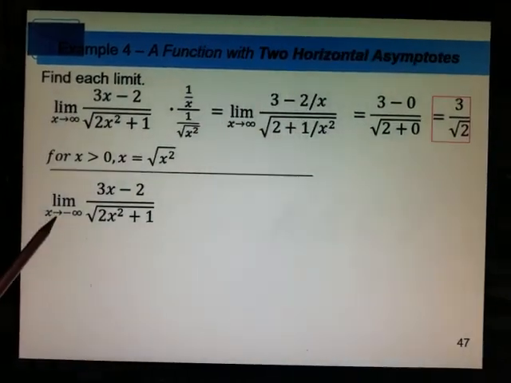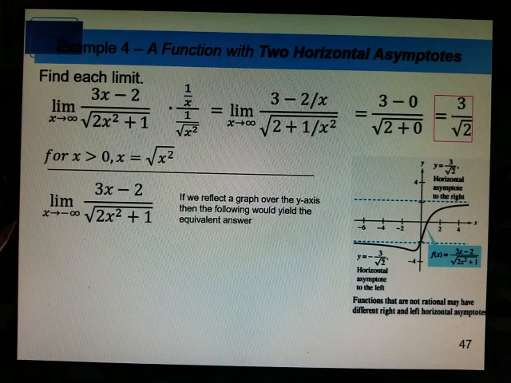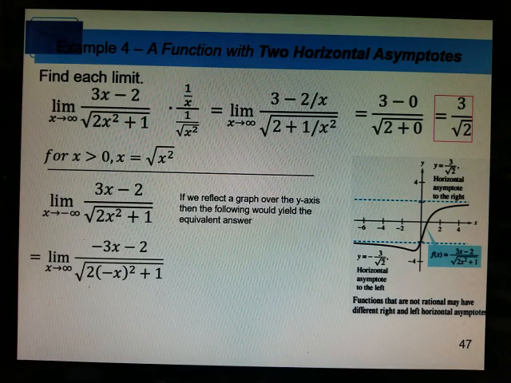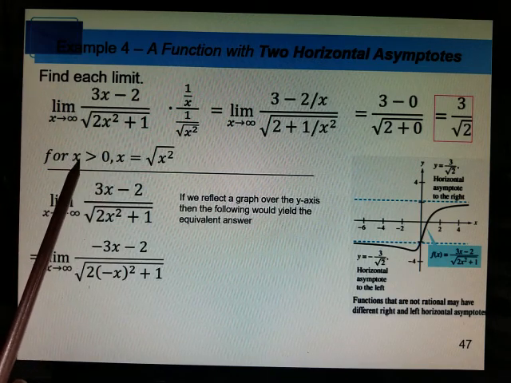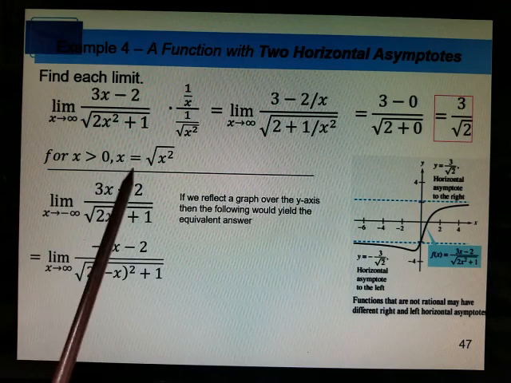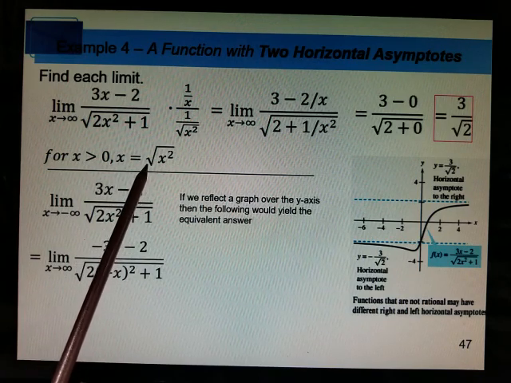Now my limit as x goes to negative infinity is just a tad bit different. And the reason it's a tad bit different is because if I was taking a look at negative infinity, this right here then would be a negative number because the x is then less than 0 in this case. That would be a negative number, but the square root of x squared would always be a positive number.